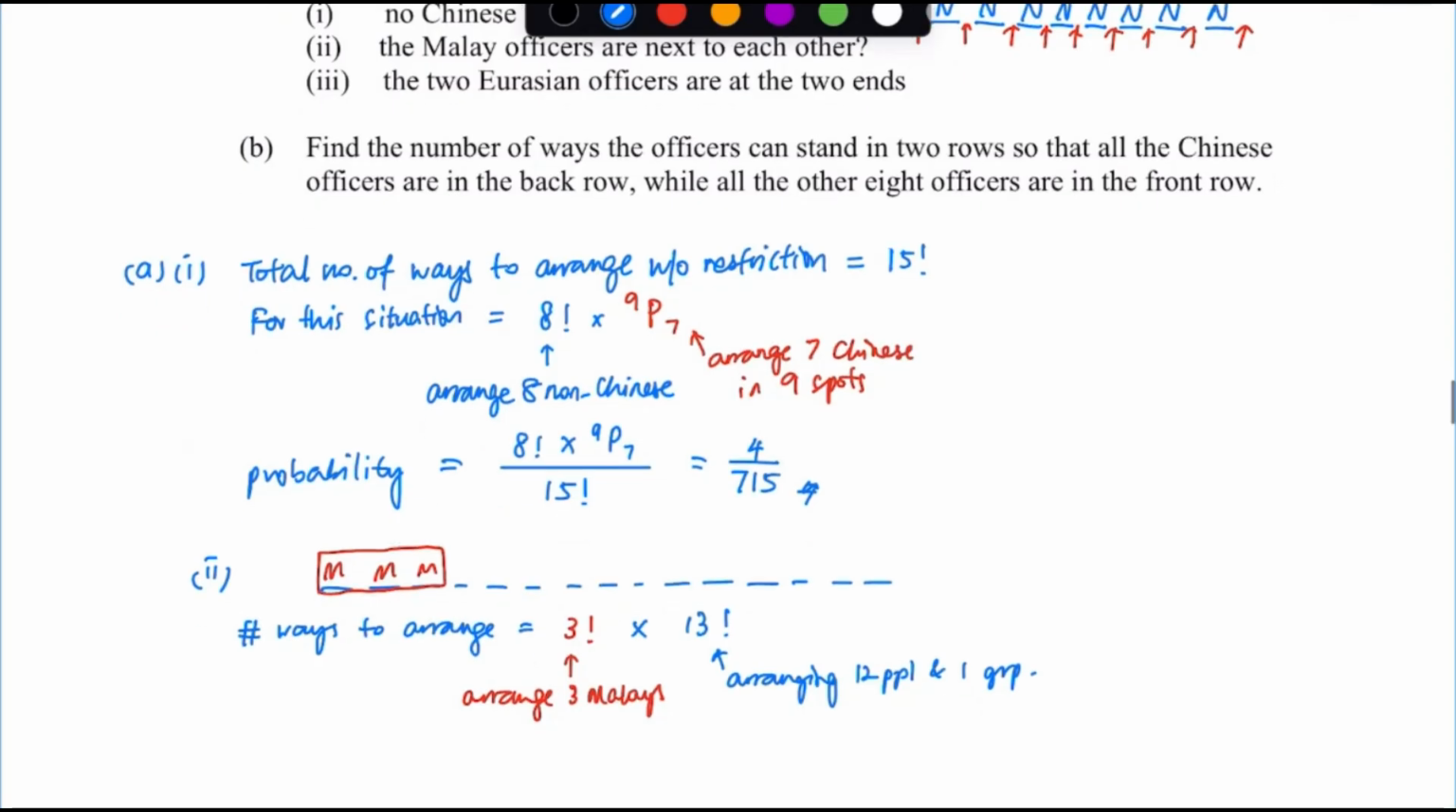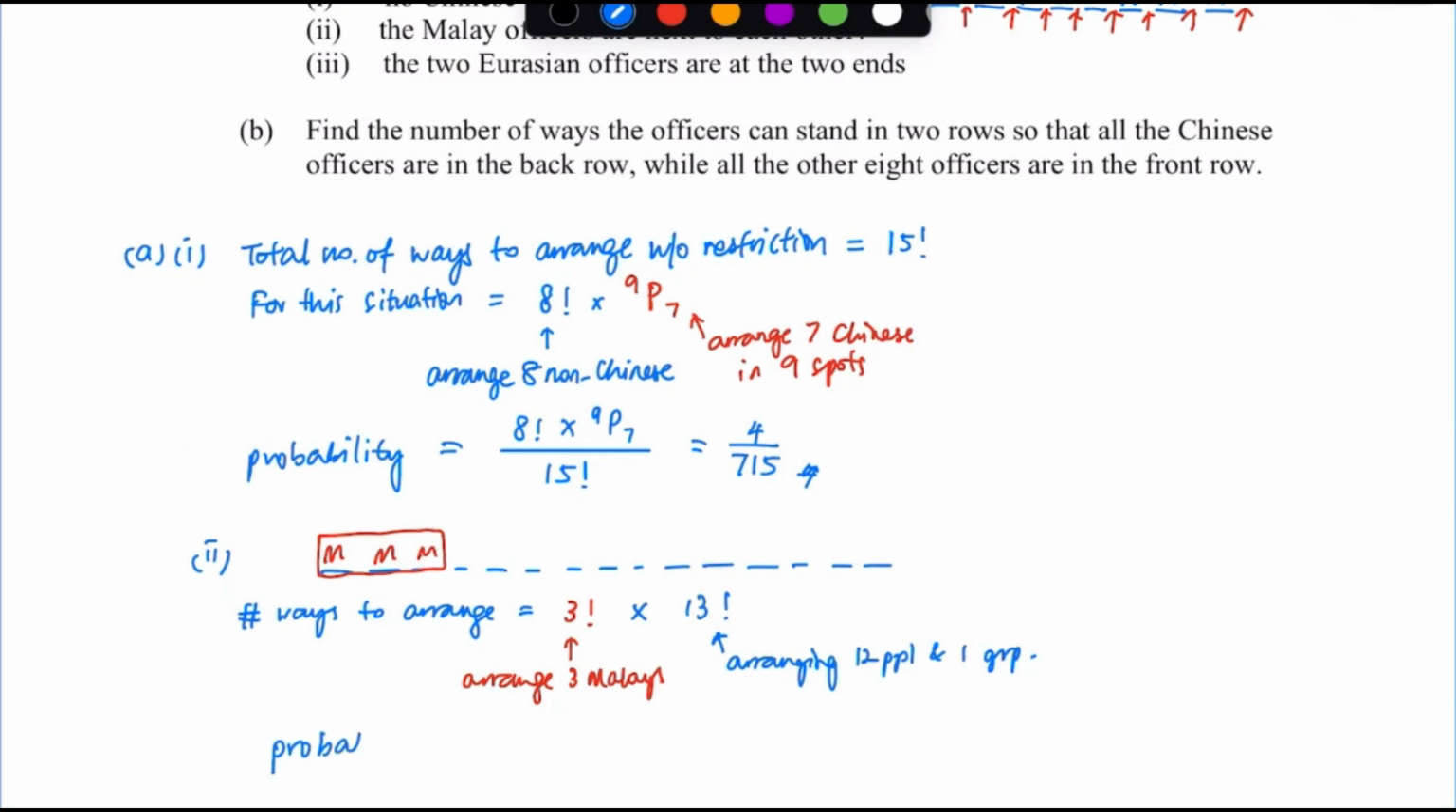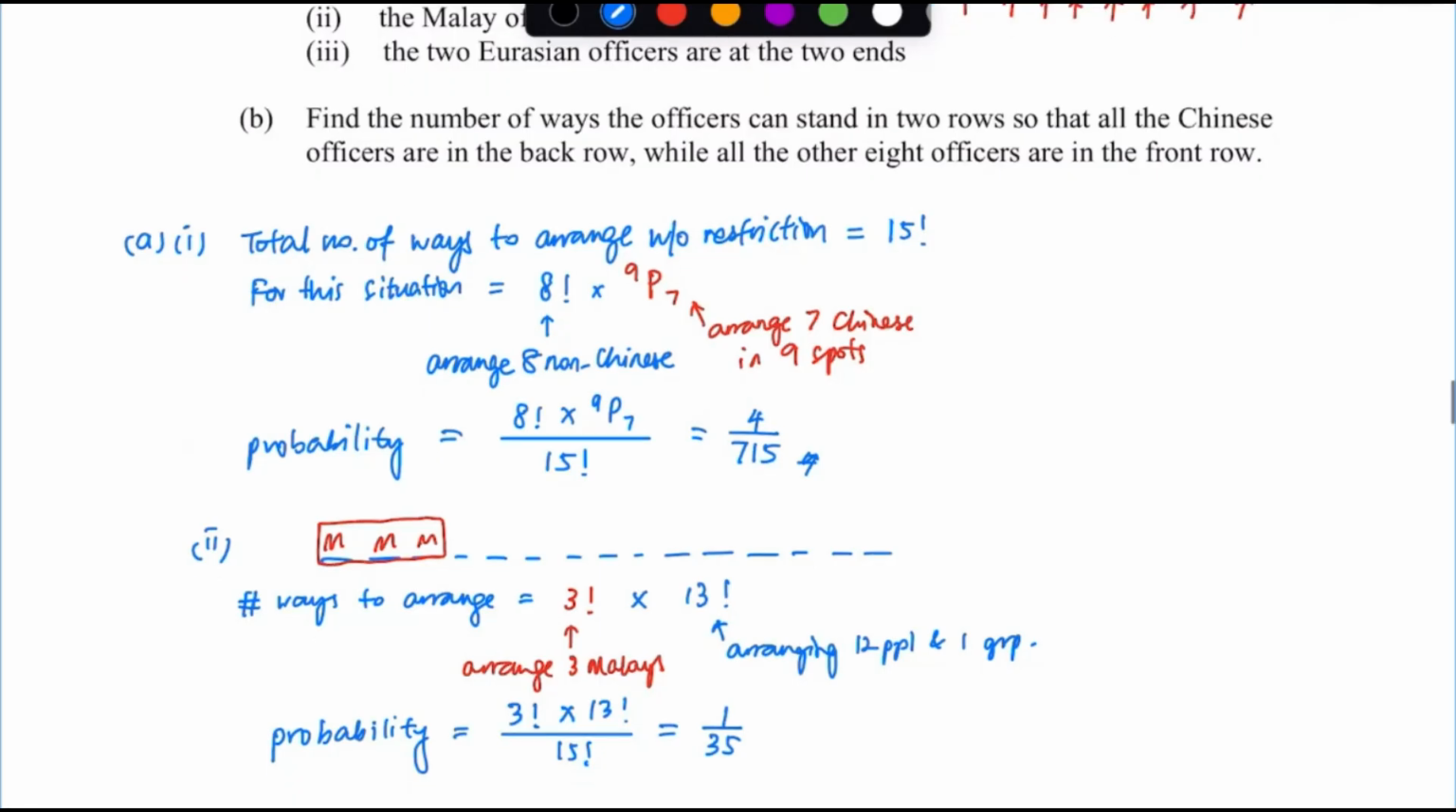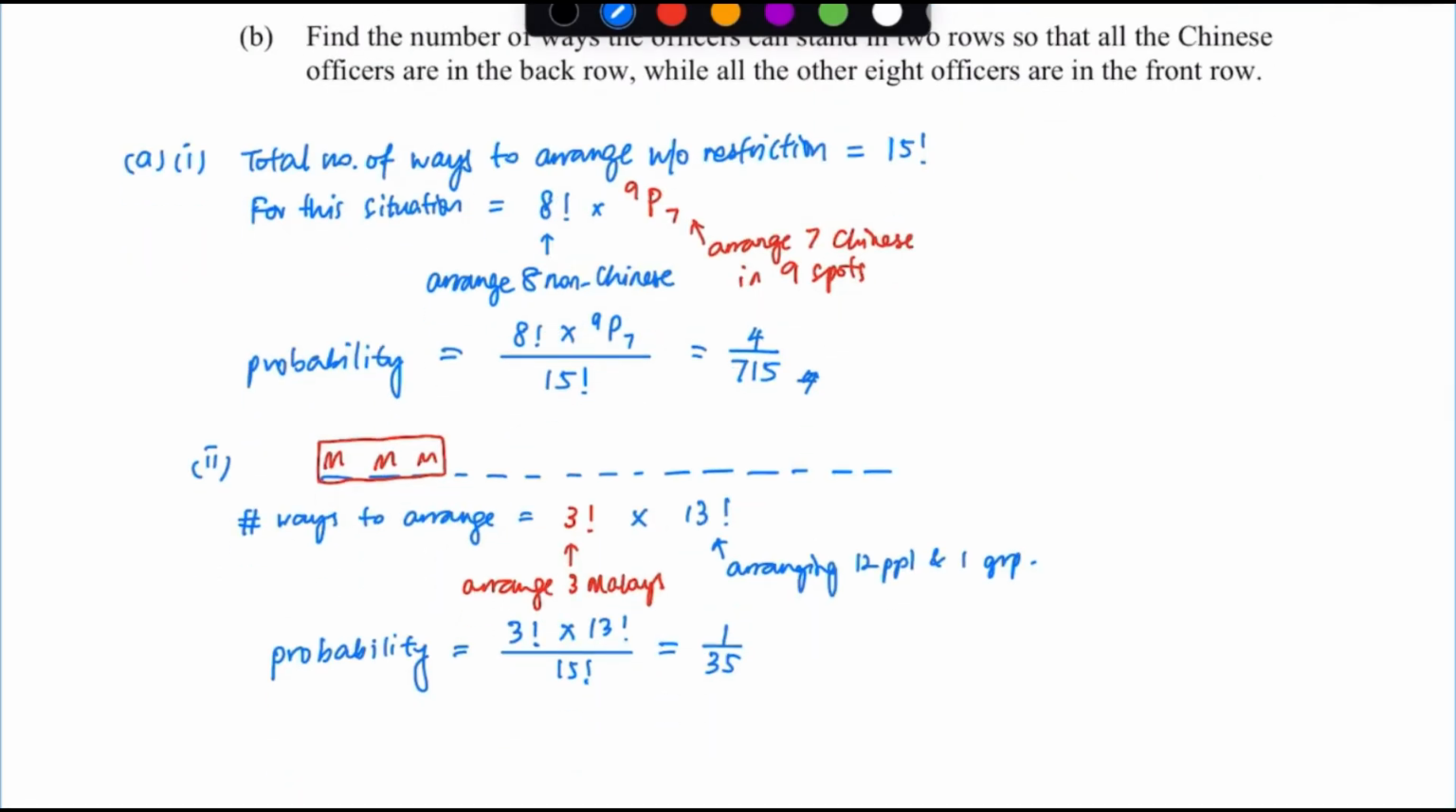Okay, so with this, the probability that we want would be 3 factorial times 13 factorial divided by 15 factorial, which is the total number of arrangements. So this will be 1 over 35. It's a bit too low, but it is what we want divided by the total number of cases. The permutations and combinations part would be a challenge for probability, but for the rest, we just need to be able to count better or to form the Venn diagram better. Okay, that will be part 2.